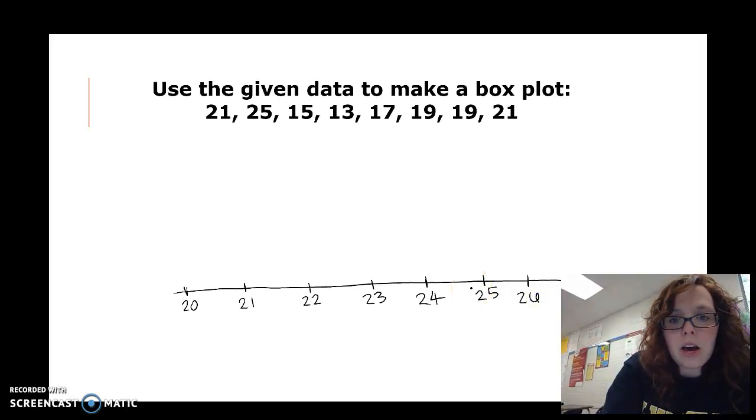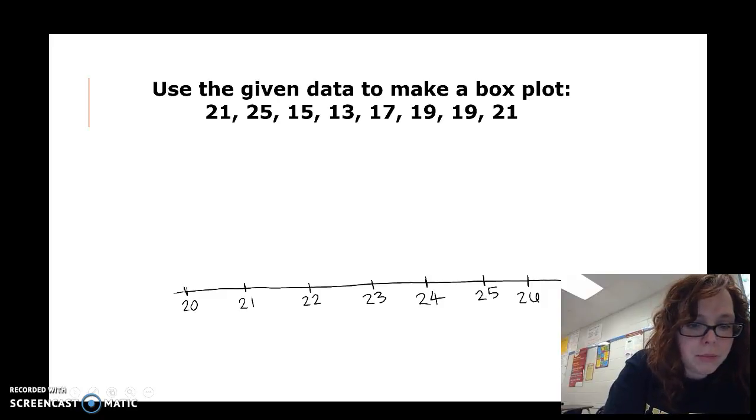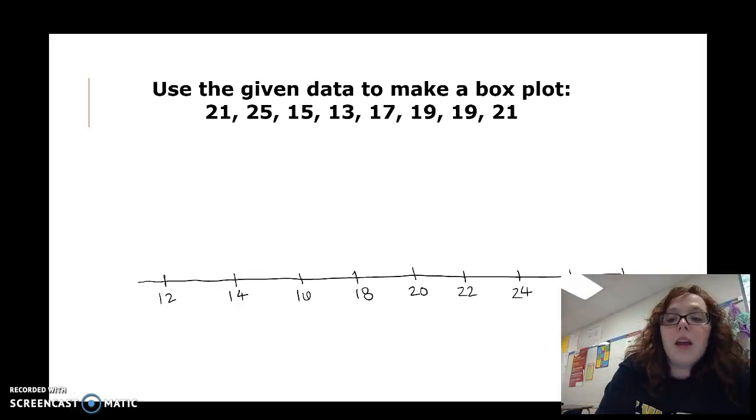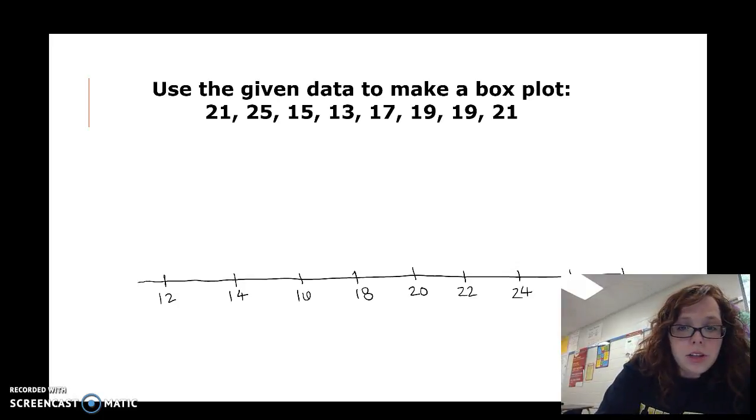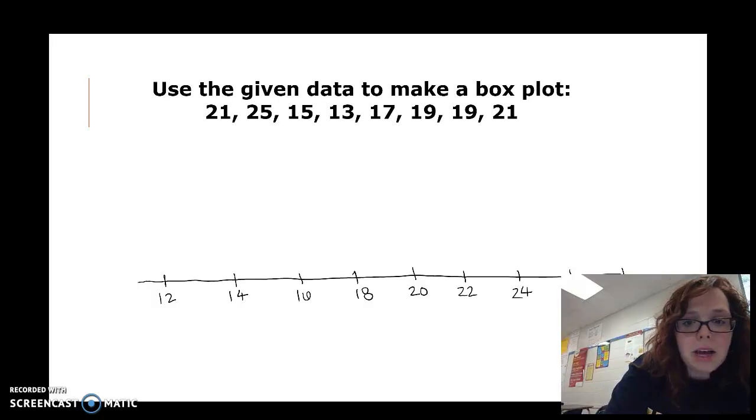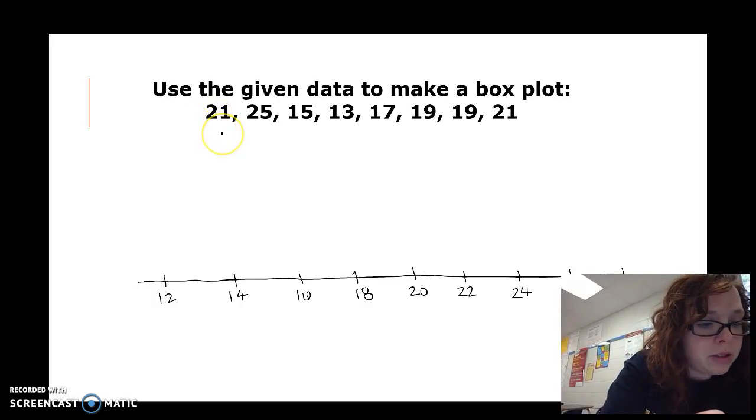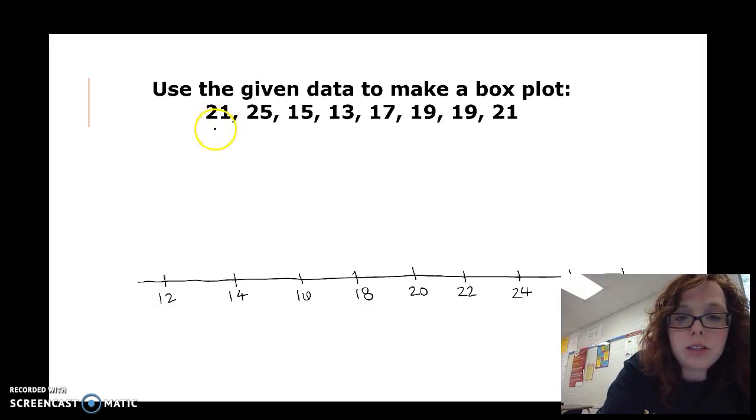Okay, so now, first step, oh darn it, hang on, I messed up. Okay, let's try again, sorry. I fixed my line to match y'all's. So first step, I'm going to put the numbers. It says order the data least to greatest. So let me put them in order.